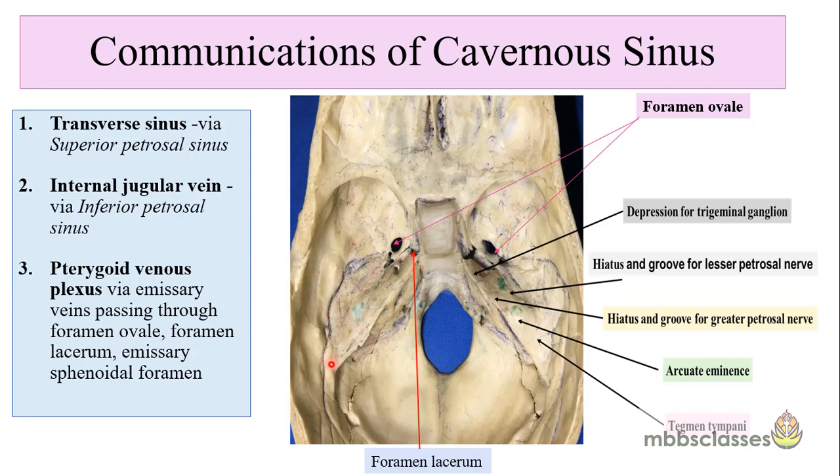If this is the petrous bone and this is the superior margin, the superior petrosal sinus is located at the superior margin of the petrous part of the temporal bone. The cavernous sinus communicates with the internal jugular vein via the inferior petrosal sinus. The inferior petrosal sinus is located in a groove between the petrous part of the temporal bone and the occipital bone. So this is the occipital bone, and in this groove the inferior petrosal sinus lies and ultimately drains into the internal jugular vein.